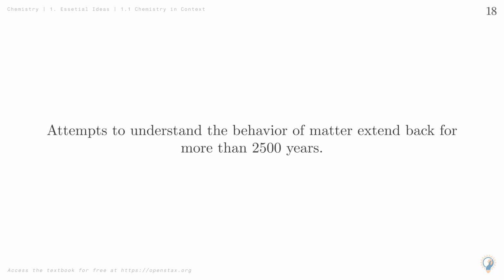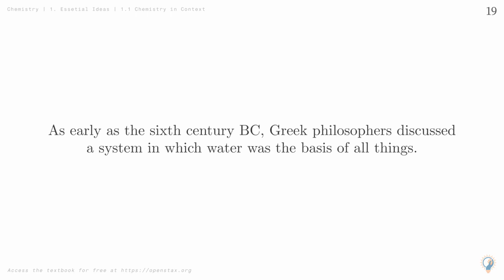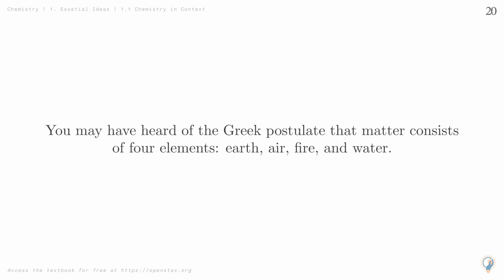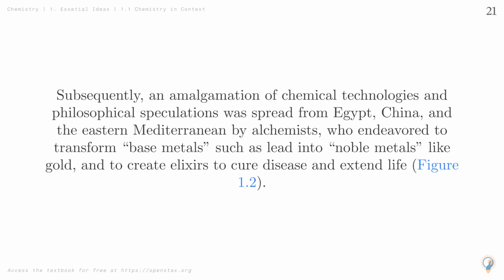Attempts to understand the behavior of matter extend back for more than 2,500 years. As early as the 6th century BC, Greek philosophers discussed a system in which water was the basis of all things. You may have heard of the Greek postulate that matter consists of 4 elements: earth, air, fire, and water. Subsequently, an amalgamation of chemical technologies and philosophical speculations was spread from Egypt, China, and the Eastern Mediterranean by alchemists, who endeavored to transform base metals such as lead into noble metals like gold, and to create elixirs to cure disease and extend life.